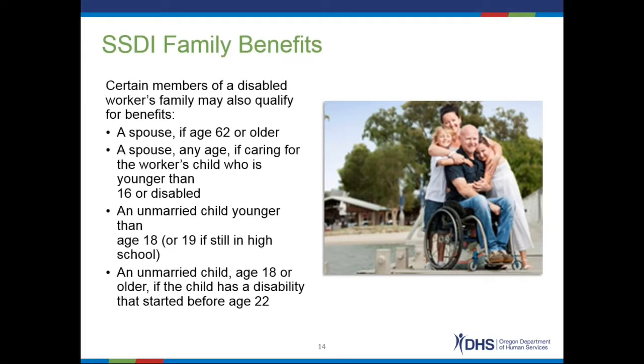So there are also SSDI family benefits. Certain members of a disabled worker's family may also qualify for benefits. These include a spouse, if the spouse is age 62 or older, a spouse at any age if caring for the worker's child who is younger than 16 or disabled, an unmarried child younger than age 18 or 19 if still in high school, and an unmarried child age 18 or older if the child has a disability that started before age 22. Again, very complicated eligibility rules. That's why I wrote them all down for you.